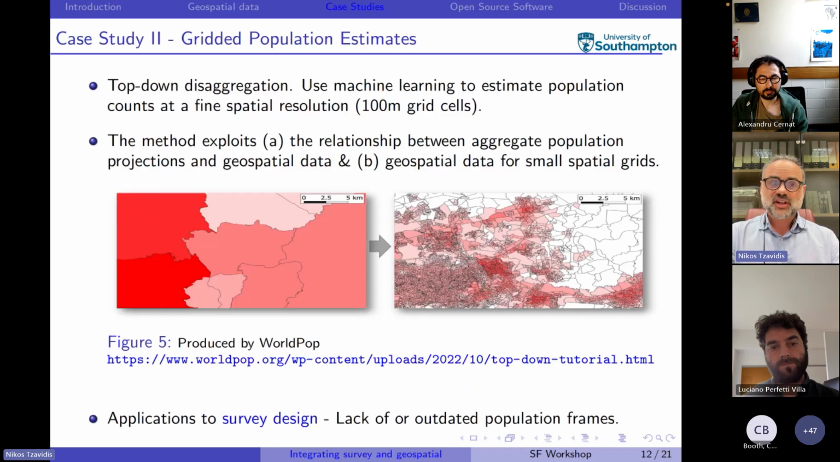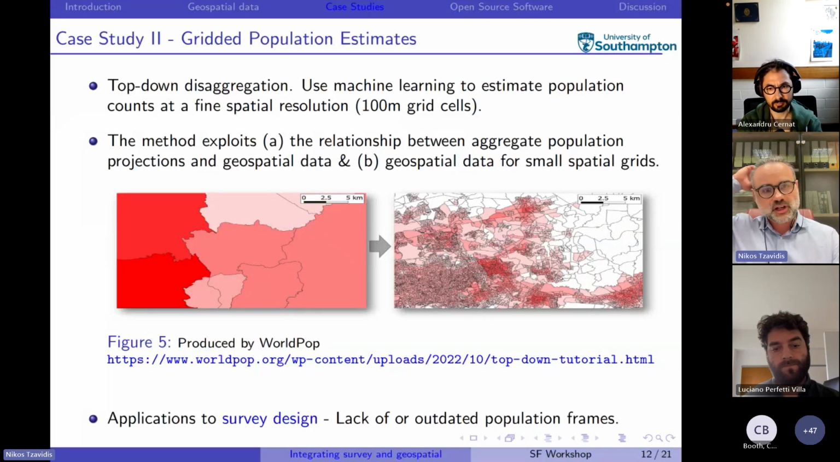Now let's look at the second case study, which is not our case study. It comes from our colleagues in Southampton in WorldPop. WorldPop is producing gridded population estimate products. They use what they call a top-down disaggregation method with machine learning to estimate population counts at very small grids. The grids are effectively 100 square meter grid cells, as is illustrated on the right-hand side plot on this slide.